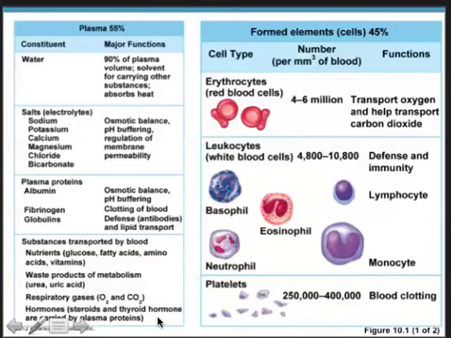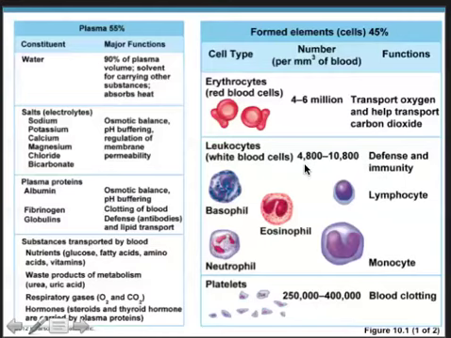Now, if we look at the formed elements of blood, we find that most of them are erythrocytes, and these are our oxygen and carbon dioxide carriers. You have about 4 to 6 million of them per cubic millimeter of blood. Next behind them are the leukocytes, and these are the white blood cells.